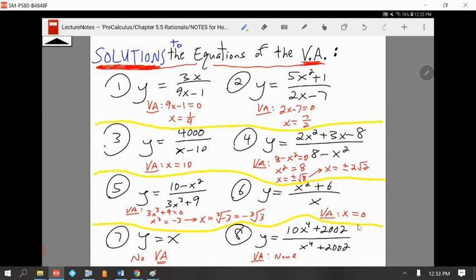On number 2, you set the denominator equal to 0. You add 7, divide by 2. So 7 halves. On number 3, what number makes the denominator 0? 10. So that's easier than 1 and 2.